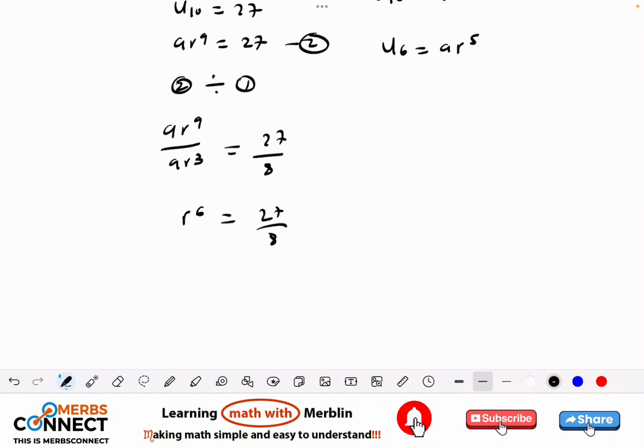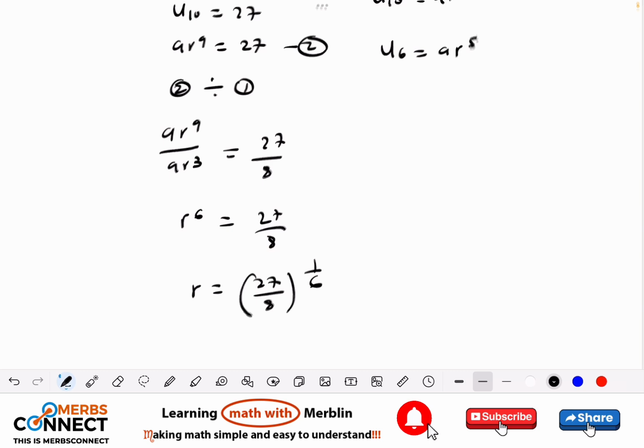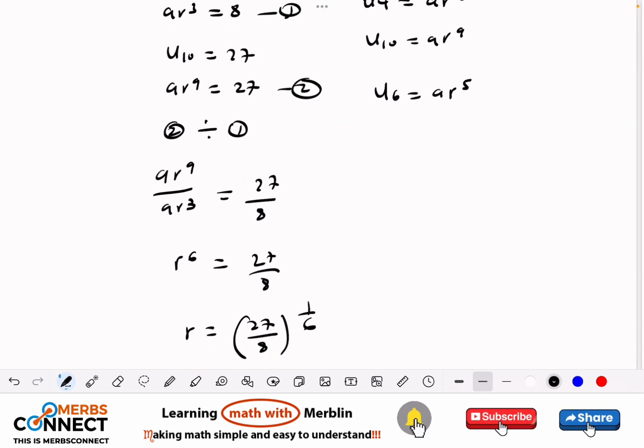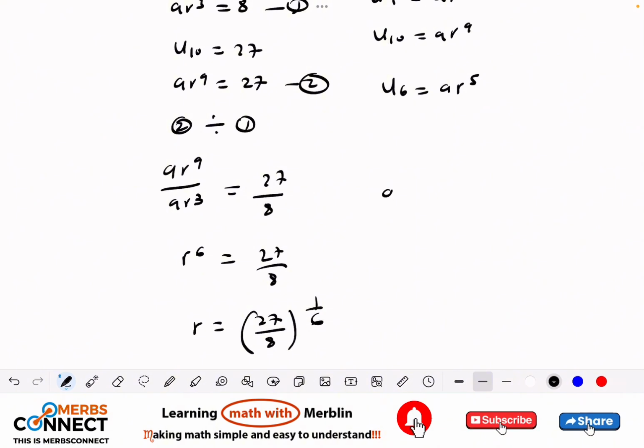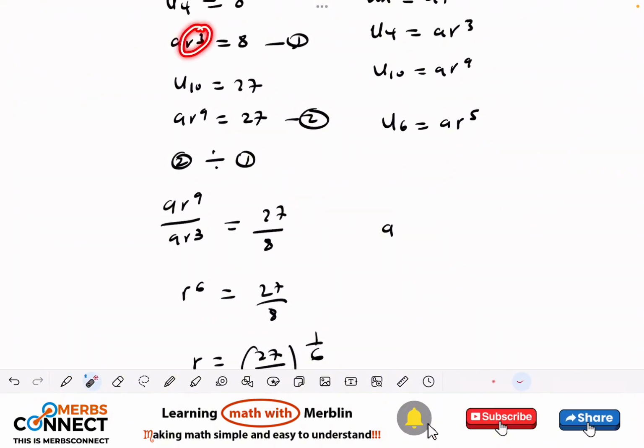And then we can have our r to be equal to 27 over 8 to the power 1 over 6. Then we plug this one into any of the equations to find a. So let's put this one into equation 1. So you're going to have a, then what is r? R is here.